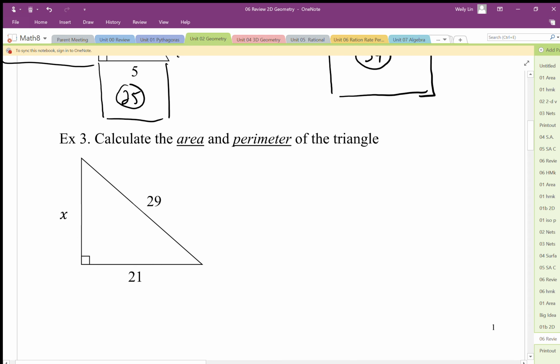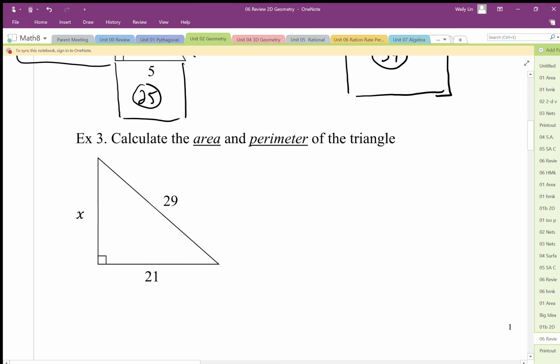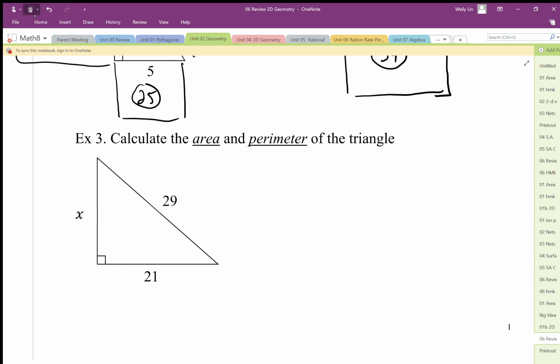So here, if we want to calculate the area and perimeter, we are going to need to solve for that unknown side length first. So I'm going to use Pythagoras. It is a shorter side length, so the way I'm going to set it up is I'm going to take the area, square area from the longest side. I'm going to take away the square area from one of the shorter sides, and that's going to equal the square area from the side that I want. So 29 squared minus 21 squared.